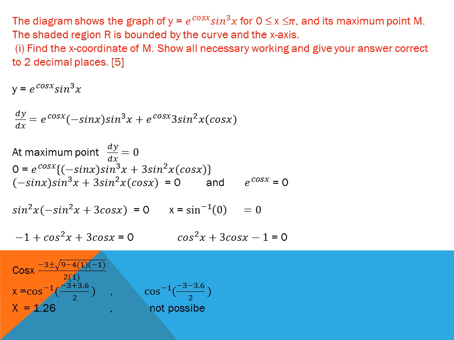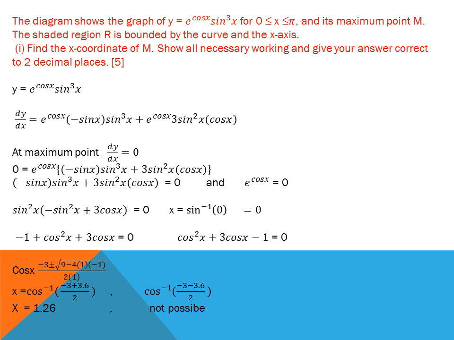In the next question, y is equal to e power cos x sin cube x for x greater than 0 but less than pi, at its maximum point M. The shaded region R is bounded by the curve and the x-axis. I didn't draw the graph because there is no need to draw the graph in the question paper. You should only focus on your answer sheet because the question is available in different formats on different websites.